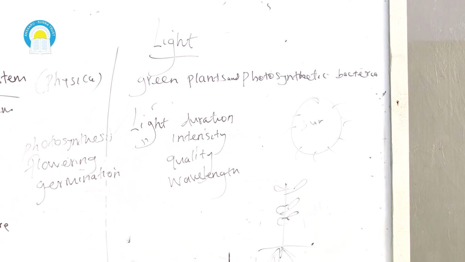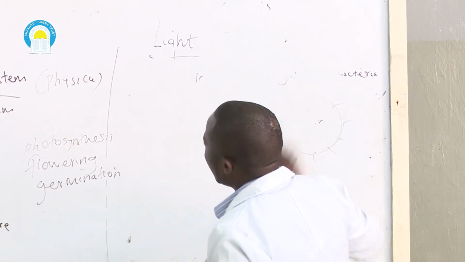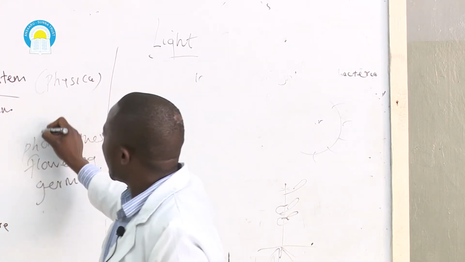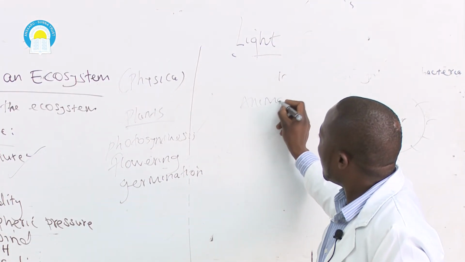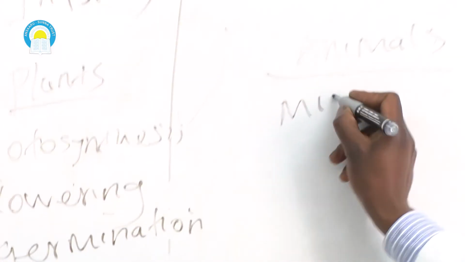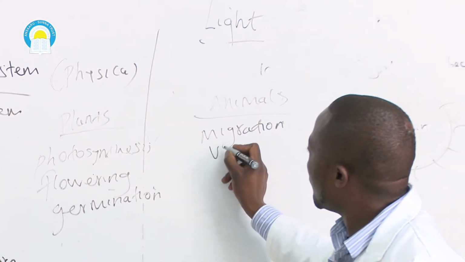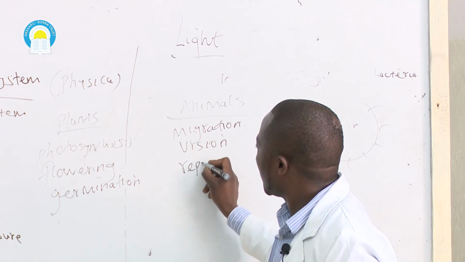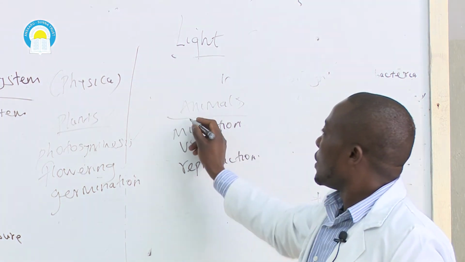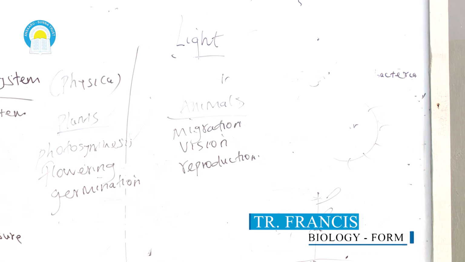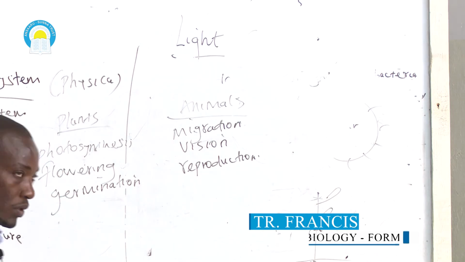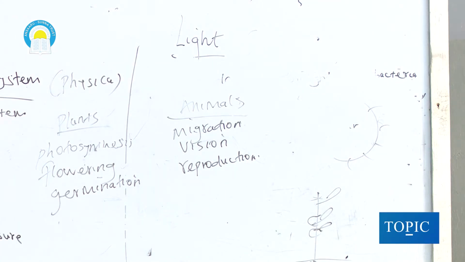That is in plants. In animals, light influences migration, vision, and reproduction. Excessive light can make animals migrate from one place to another, to run away from light. For example, termites just run away, a response normally called phototaxis. Some animals can migrate towards a source of light.